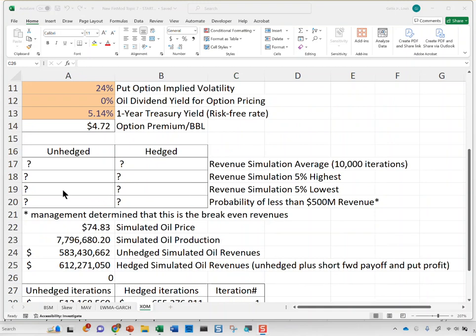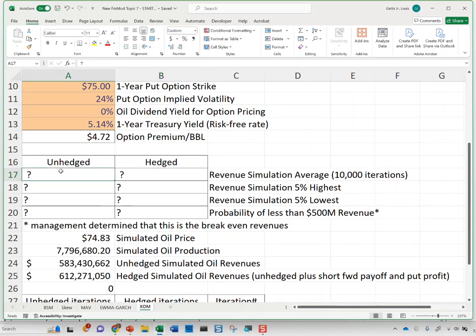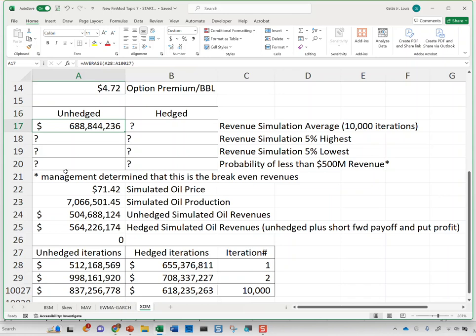Okay, the simulation seems to have run, so let's see some of the results. Again, I have a column here of 10,000 unhedged revenues, a column here of 10,000 hedged revenues. Let's go ahead and take the average. So an average of 688 for unhedged and 683 for hedged, so about the same. But that's not why we're doing a simulation. We don't do it just to get the averages. We want to talk about what possibly could happen.